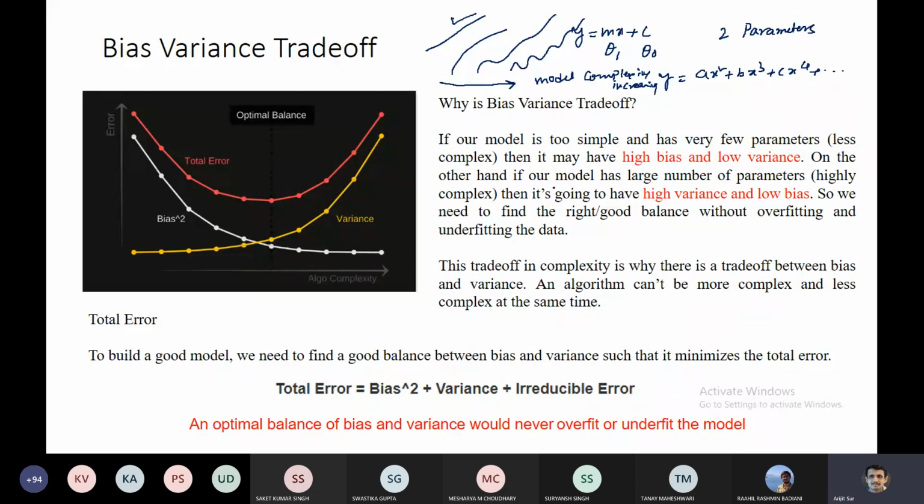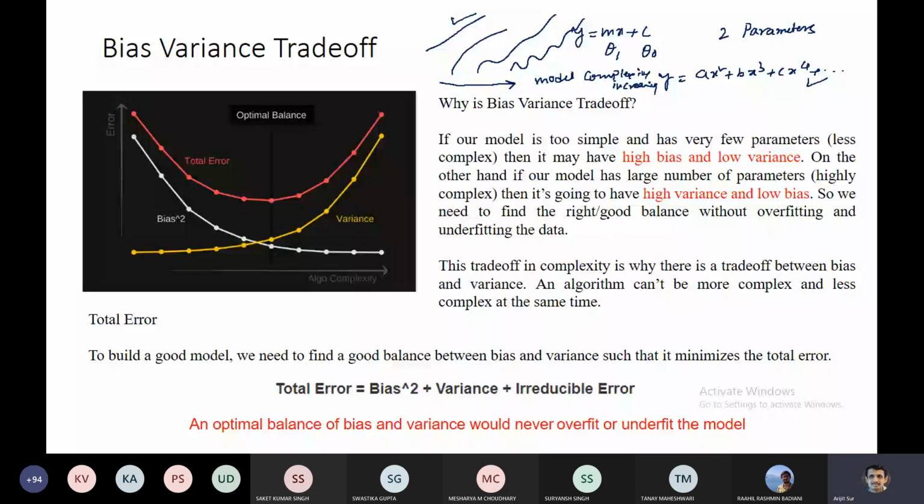On the other hand, if our model has a large number of parameters, this kind of thing is highly complex, model complexity is too high, then it's going to have high variance and low bias. High variance means it may approximate the training sample very well, but it also approximates the noise, so it loses generality. If it loses generality, the testing error will be very high. It is called overfitting. That's why it has high variance and low bias. So we need to find the right and good balance without overfitting and underfitting.